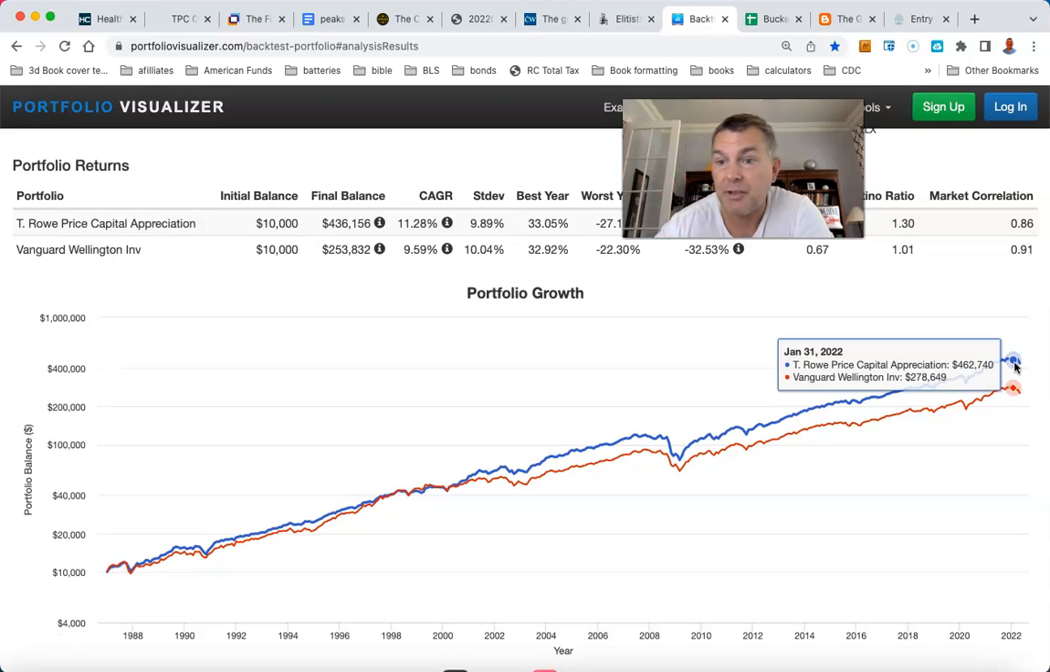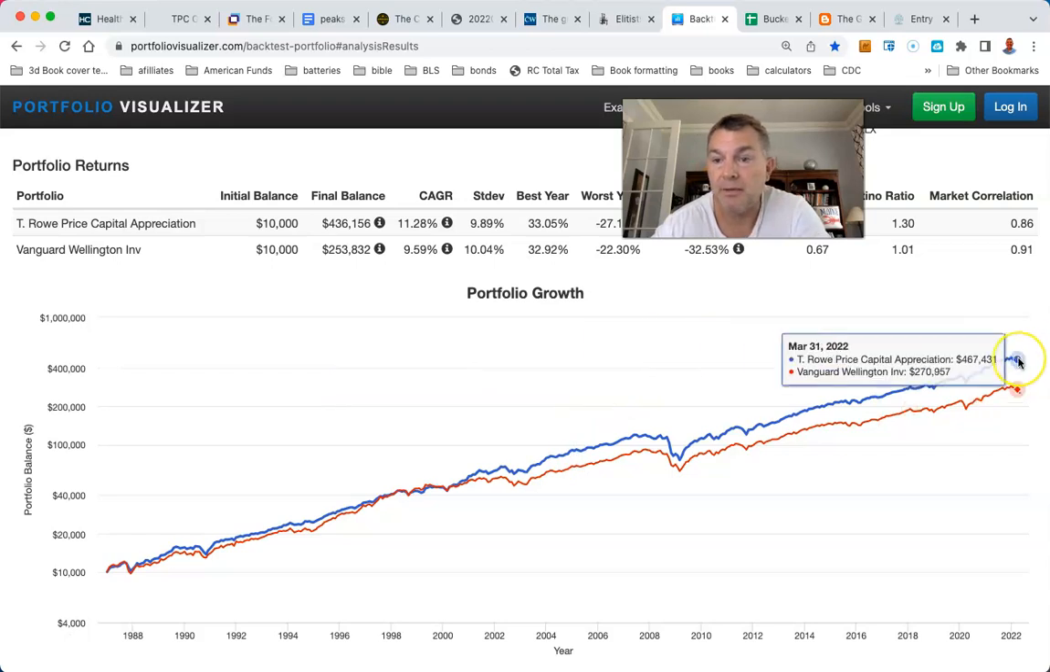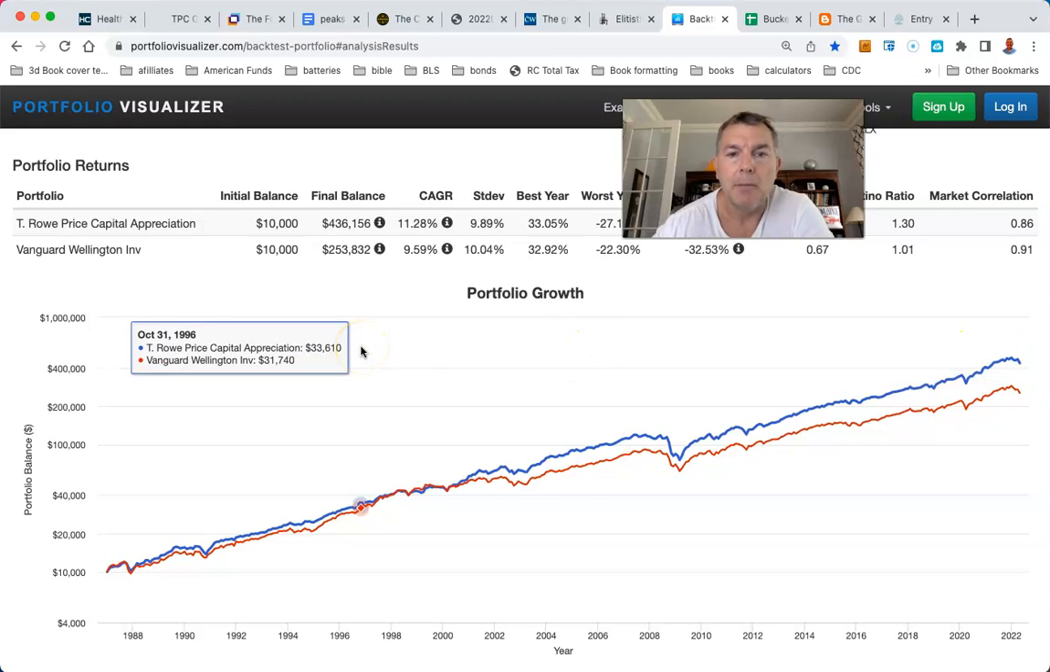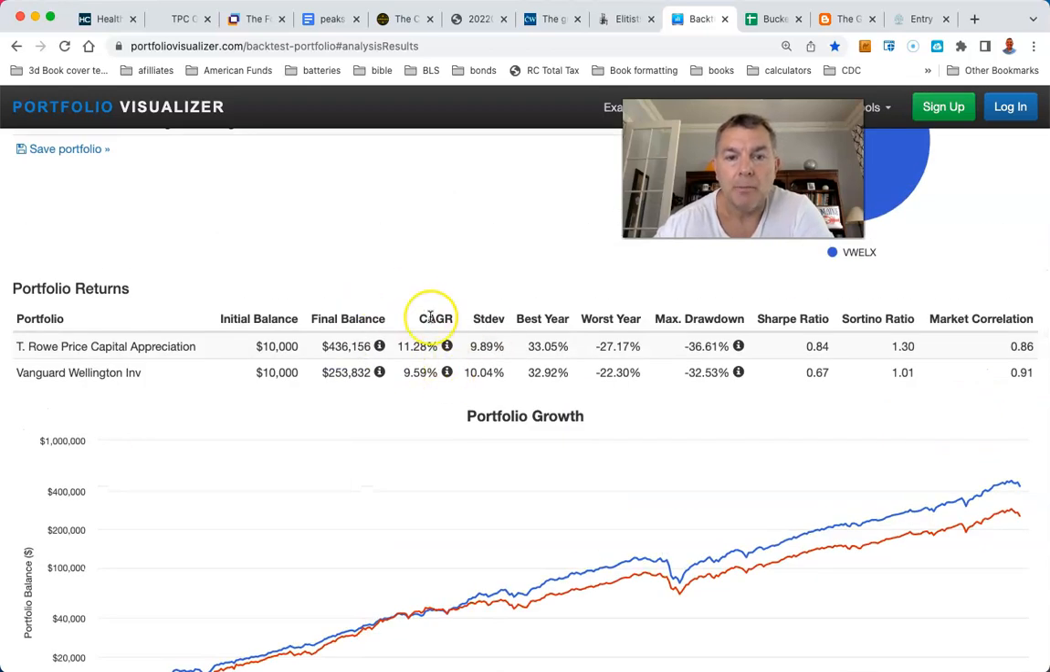Yeah, $10,000 invested in 1986 is worth $462,000 now. $10,000 invested in Wellington is worth, what is that, $253,000. So that's a big difference. Not too shabby. Compounded annual growth rate for T. Rowe Price is 11.28. Compounded annual growth for Wellington is 9.59.